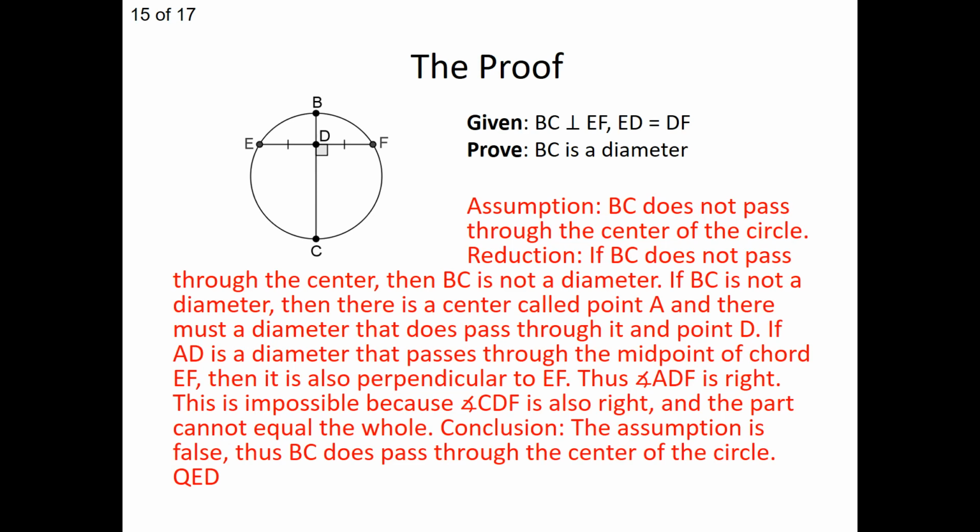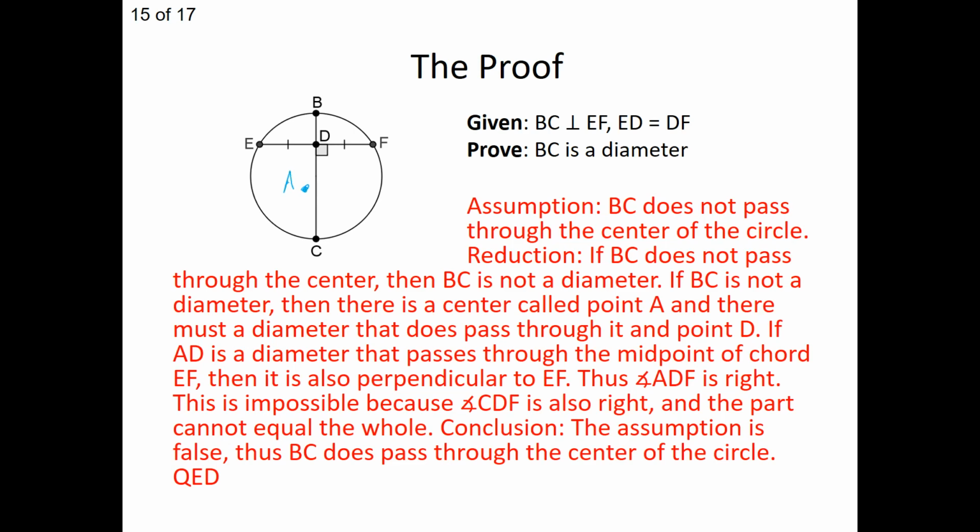We're given again that BC is perpendicular to EF. We are also given that ED and DF are equal to each other. We're going to prove that BC is a diameter. So what's our assumption going to be if we're going to do this indirectly? Our assumption is that BC does not pass through the center of our circle. So if BC is not the diameter, that means the center point A is not on BC. So center point A, I'm going to put right here. Okay, so there's our center A.